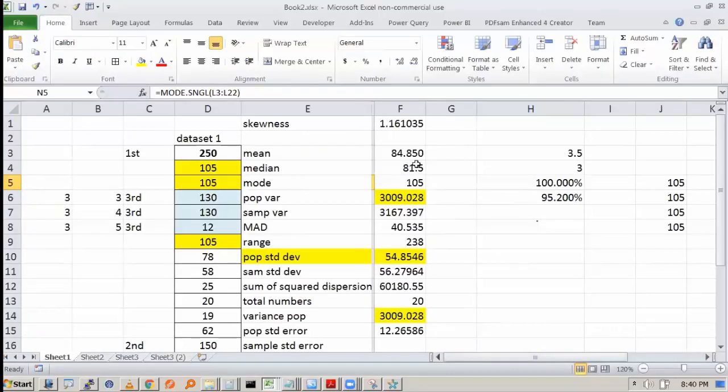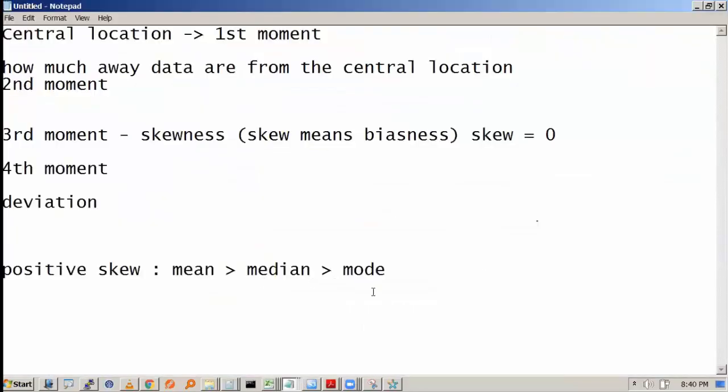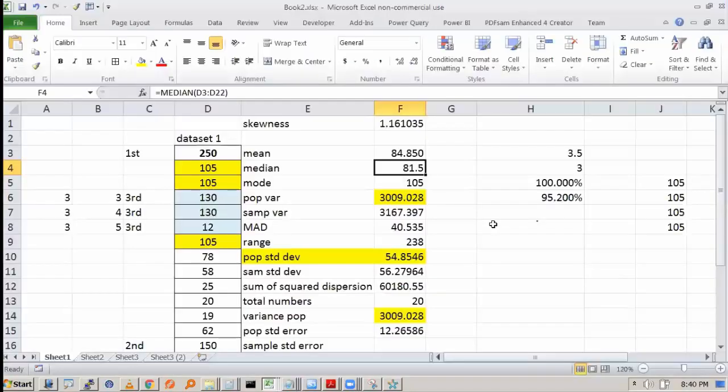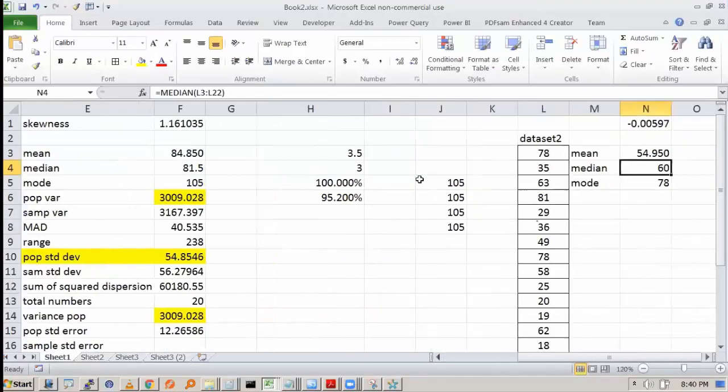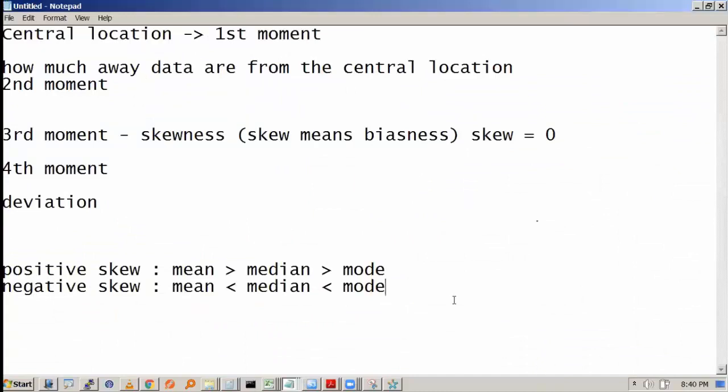We can see here, confirm, mean is greater than the median. In case of negative skew, mean is less than the median, which is less than the mode. Typically, we can't just say this by seeing one data set. It is like just by chance it has happened here. Now, what is the fourth moment?